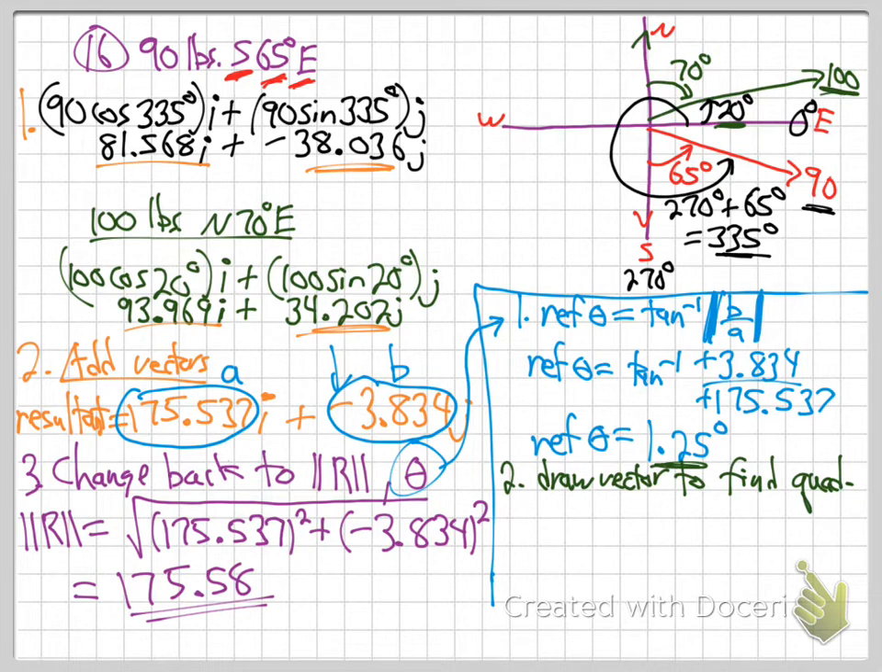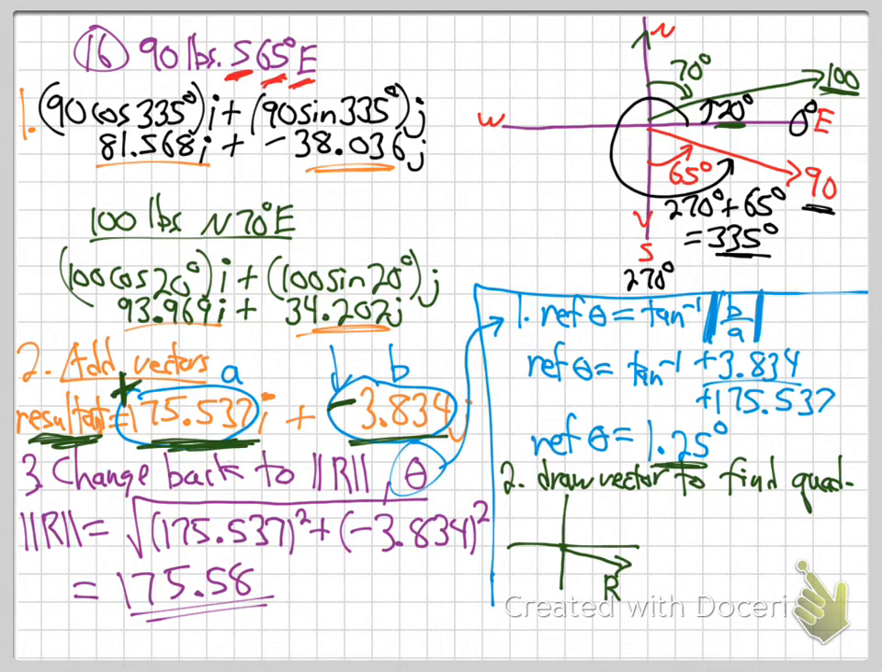What do I mean, draw the vector to find the quadrant? This vector, the resultant. We're talking about where the resultant vector is. This is positive and this is negative, right? So it's right and down. So the vector is down there in the 4th quadrant. Let me draw that a little better. The resultant vector is down there in the 4th quadrant.